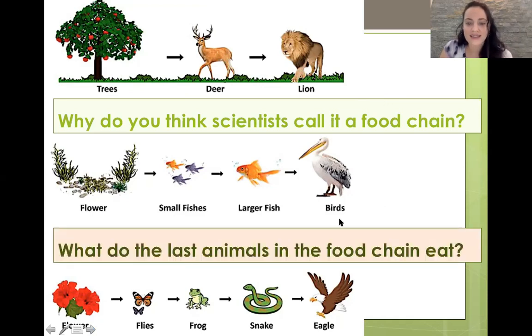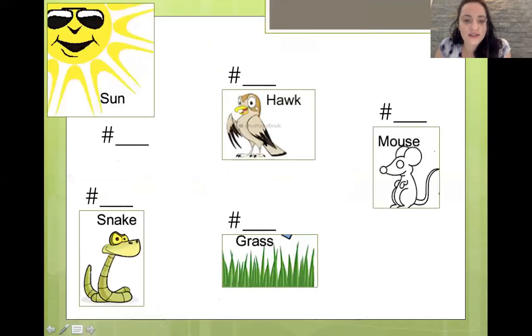What do the last animals in the food chain eat? Dino, what do the last animals in the food chain eat? An eagle. Yeah. A bird, a lion. What do they eat? A lion eats a deer. Very good. So the first animal eats plants. The last animal eats animals.